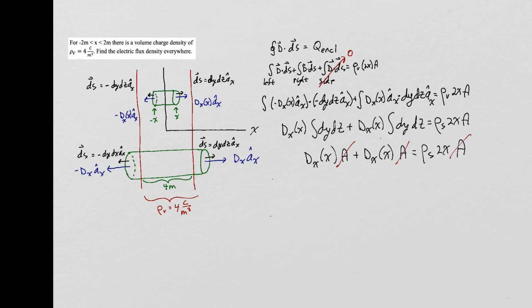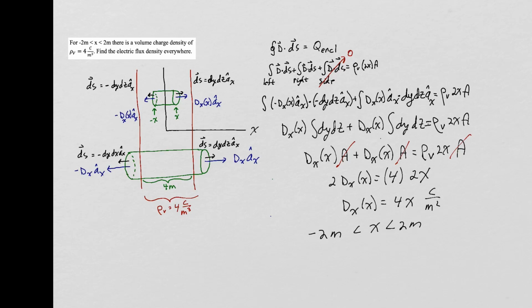On the left-hand side, we'll have 2 times our electric flux density field. For our volume charge density, we'll substitute in 4. So we'll have coulombs per meter cubed here. This will be a meter, so we will end up with the units of coulombs per meter squared for our electric flux density field. So the electric flux density field is equal to 4 times x coulombs per meter squared when x is between -2 meters and 2 meters.